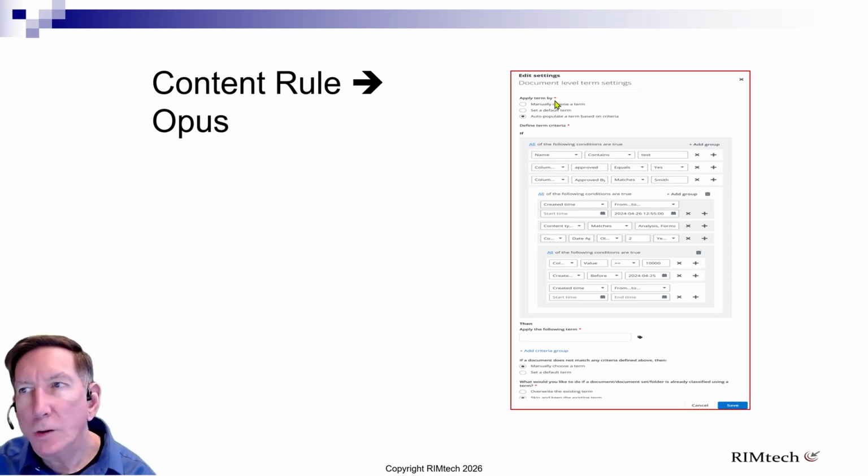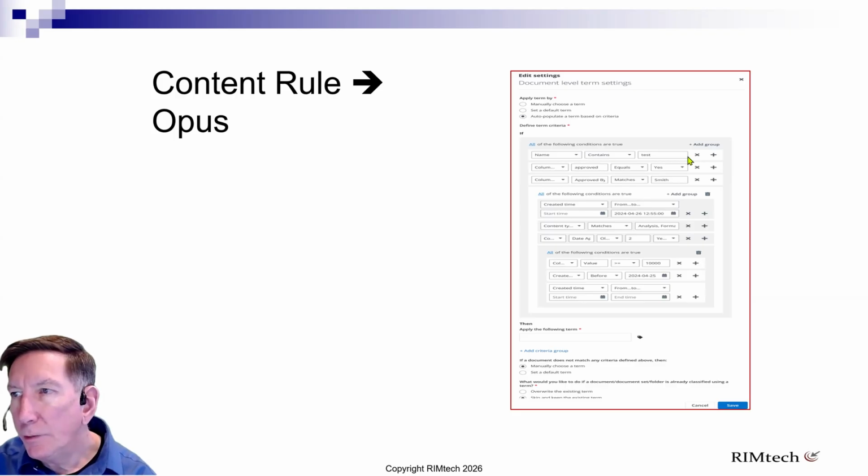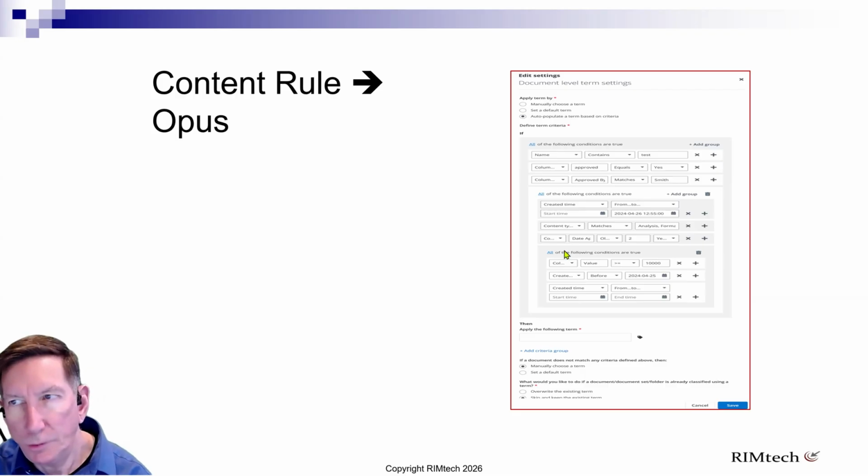They call them terms. So here they're saying auto-populate a term based on criteria. The criteria is the content rule. Between the if here and the then there, everything between here is your content rule. What happens after the then? Well, apply the following term. Pick from the list of retention rules and apply it to that content, right? So this is just a demonstration from the company of what they could do in a content rule.